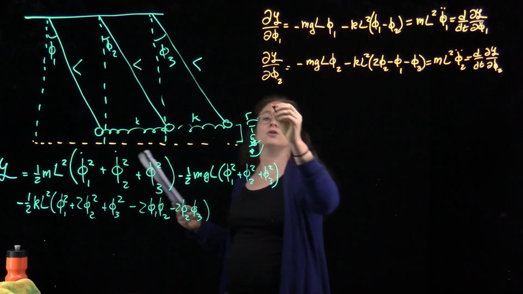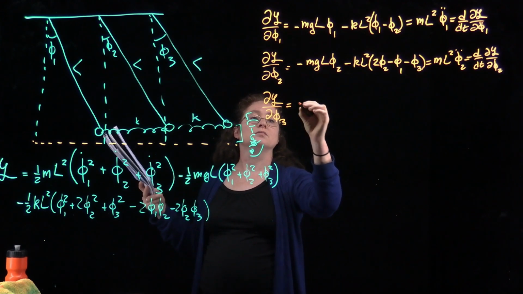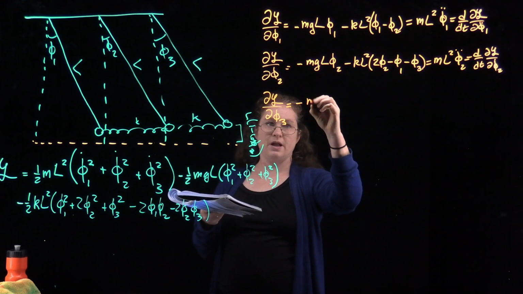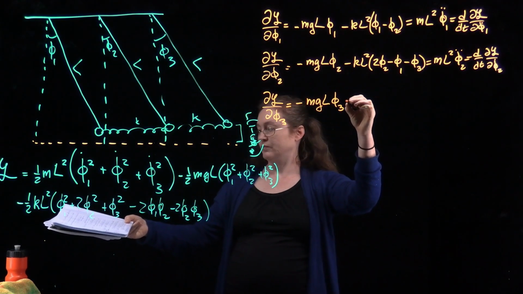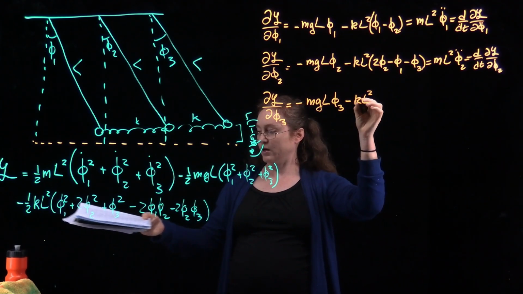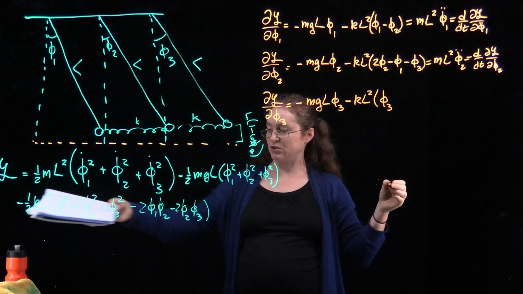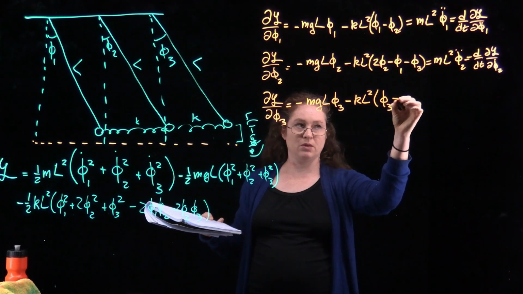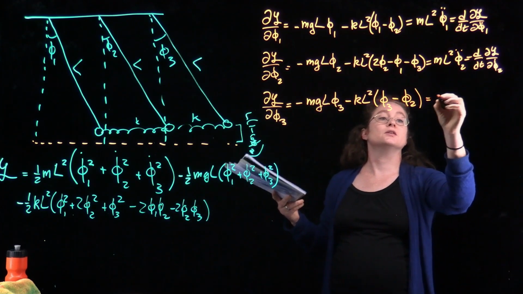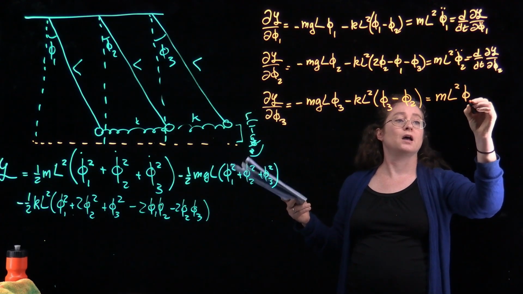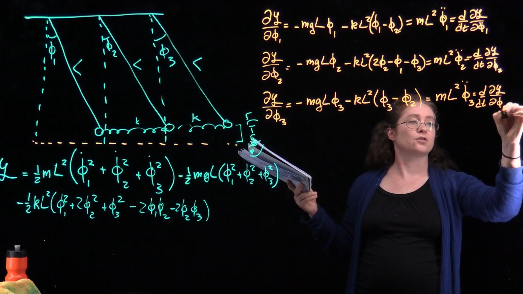And then our phi 3 term is going to look more like the phi 1 term. So, negative mgl phi 3 minus KL squared. Here I get a phi 3, because when I take the derivative, I get a 2. It cancels out that 2. And then I get a minus phi 2. So it has the exact same form as the phi 1 term. And this is equal to ML squared phi 3 double dot, which is d dt partial L partial phi 3 dot.